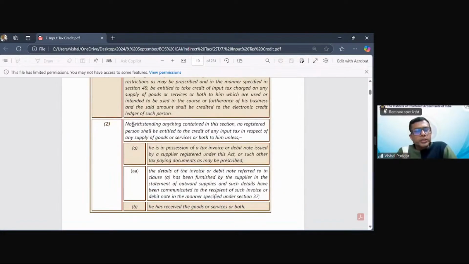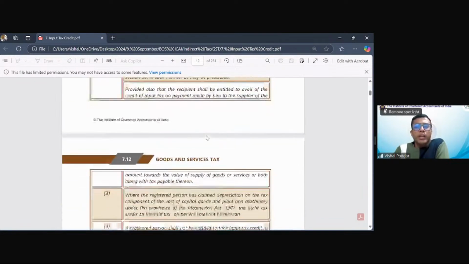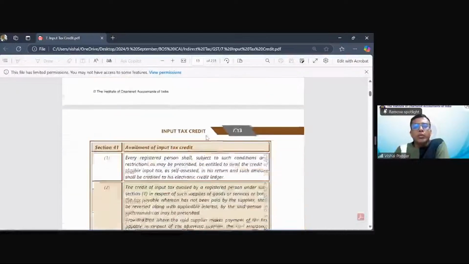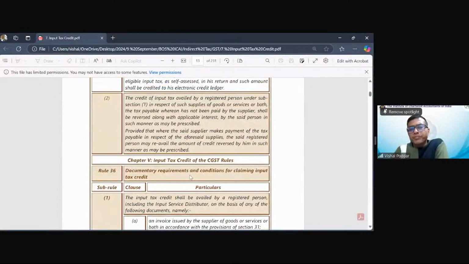Now, what does subsection 2 say? Notwithstanding anything contained in this section. It means that this section may say anything, but no registered person shall be entitled to the credit of any input tax in respect of the following supplies of goods, service, or both, unless. So until you satisfy these conditions, you are not eligible to take the credit. Now, we will go to each and every condition along with the relevant rules. So you can see there are various rules also applicable from here, right?